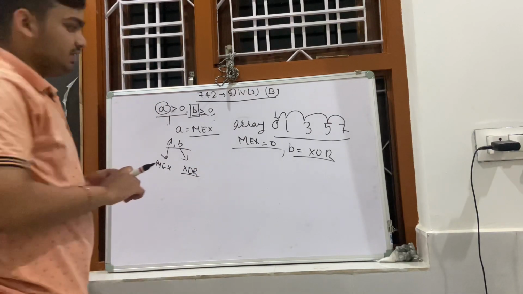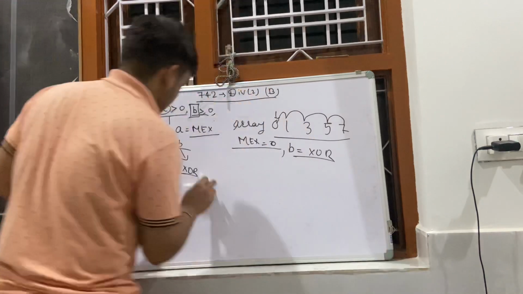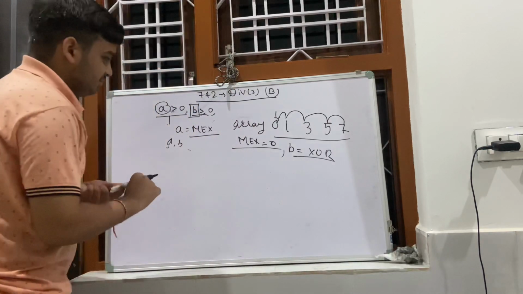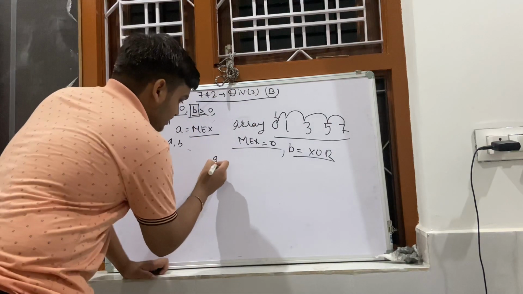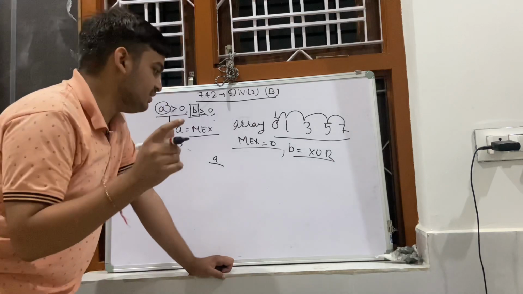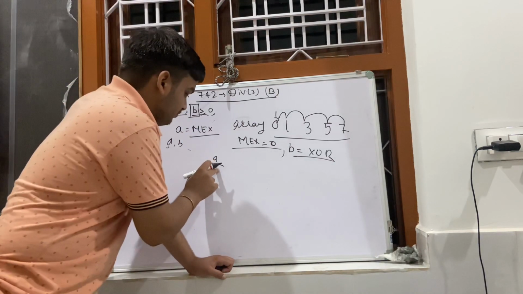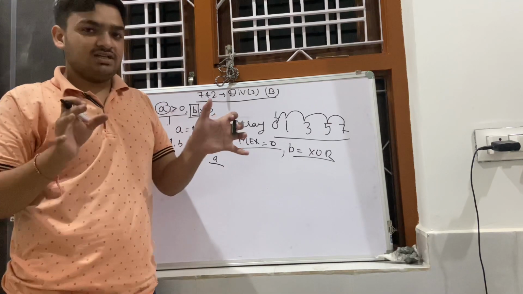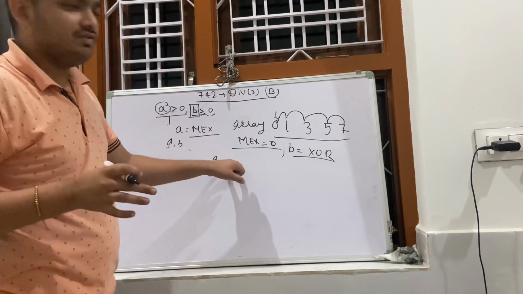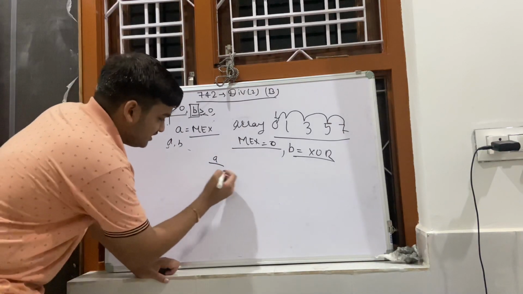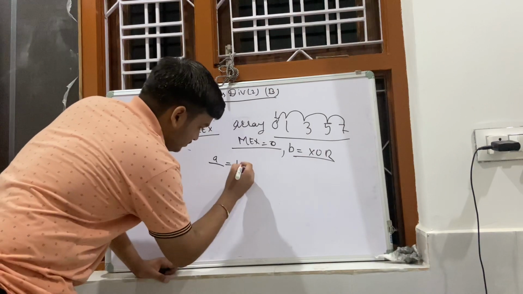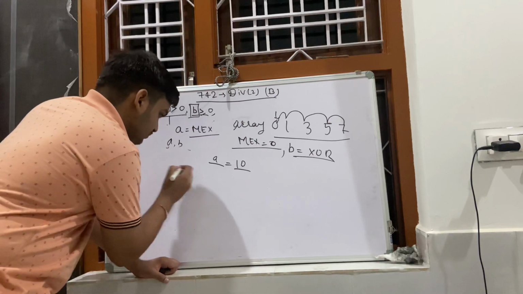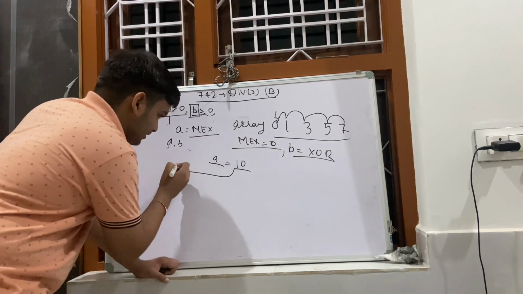So how can you find that array? We will see how. What is a here? a is basically the minimum element which isn't included in that array. So if we need the minimum size of an array whose mex value is a, let's say the mex value of an array is equal to 10, what is the minimum length of that array we can take?